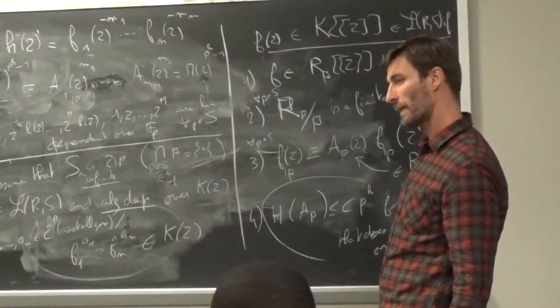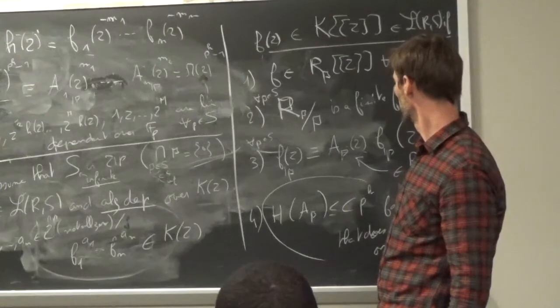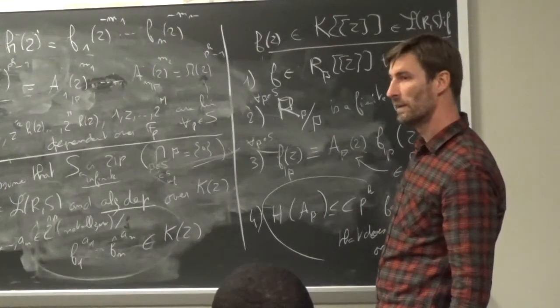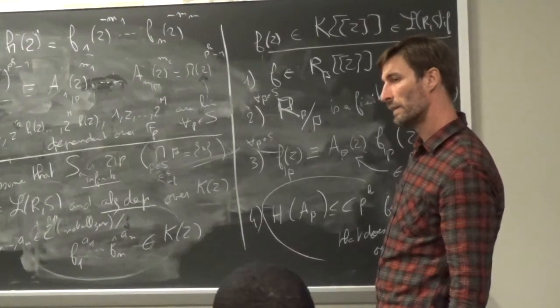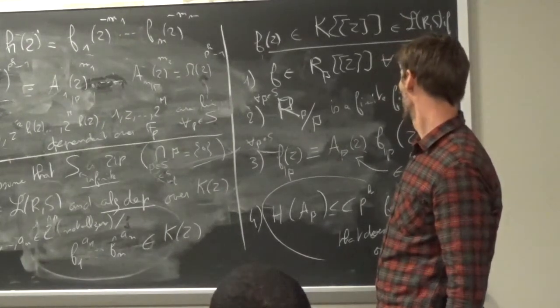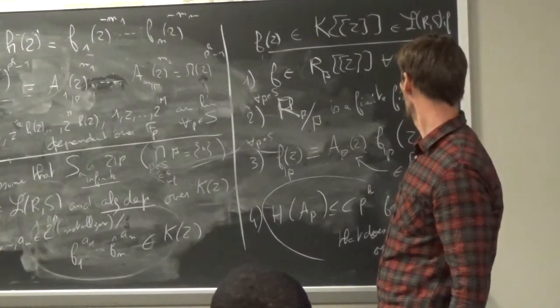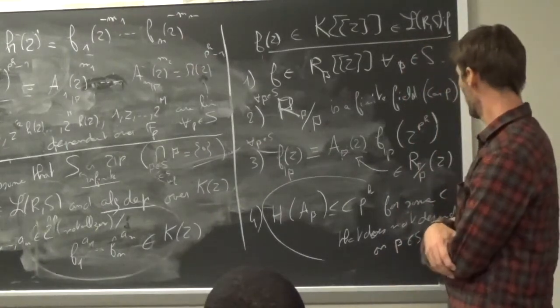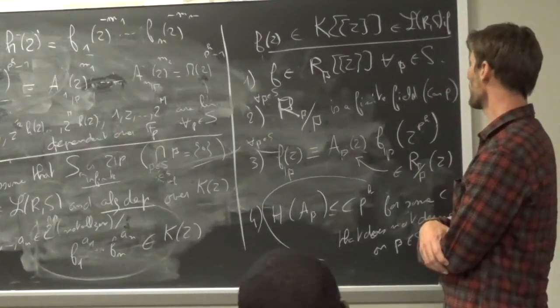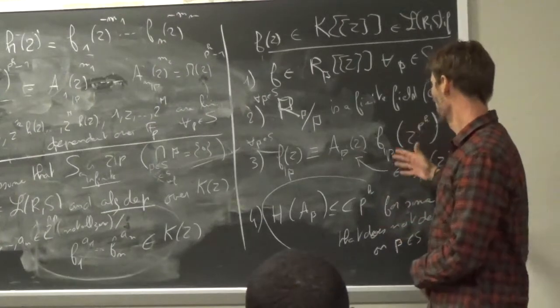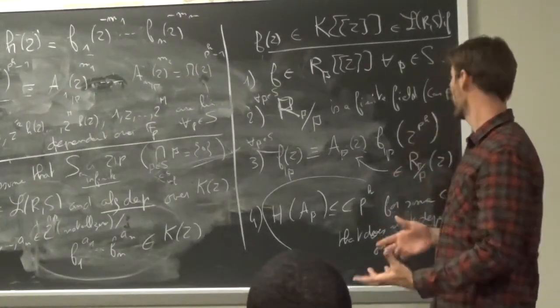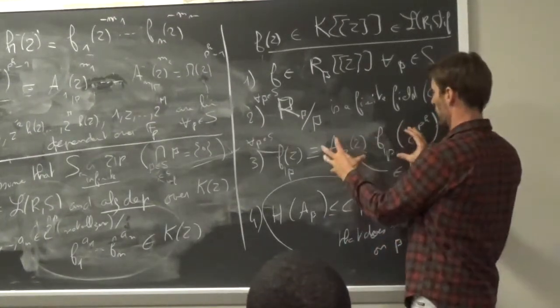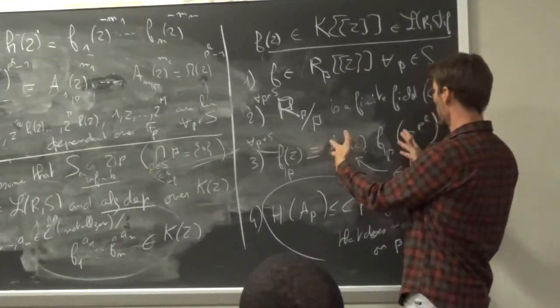The tool that you're using is the Frobenius, z to z to the p. Can you use other difference operators? You could imagine, like, a q-difference operator?